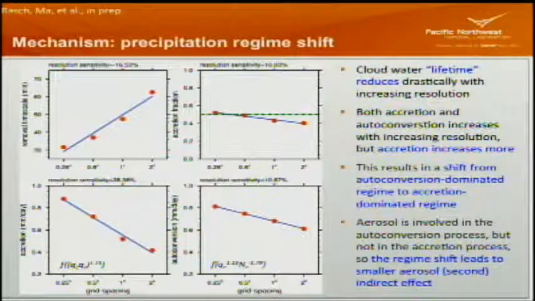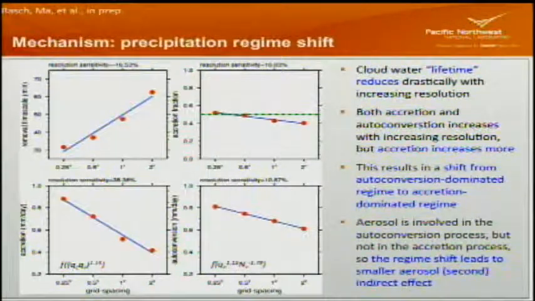Well, then it's interesting to discuss why the second indirect effect is reduced with increasing resolution. Here is the removal timescale of cloud liquid condensate, which you can consider as a liquid cloud lifetime. In the 2-degree model, it's about 17 minutes, and in the 1/4-degree model, it drops to about 30 minutes. And we then analyzed their two removal mechanisms, which are accretion and autoconversion.